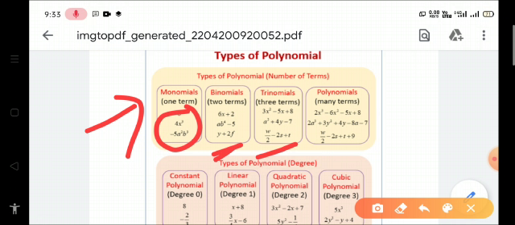In the first example, 3x square is the first term, minus 5x is the second term, and 8 is the third term. Here in the second example, a cube is the first, 4y is the second, and minus 7 is the third. With the sign we will always write it down. Polynomials with more than 3 terms are called polynomials.